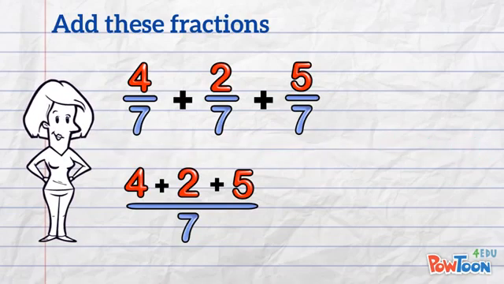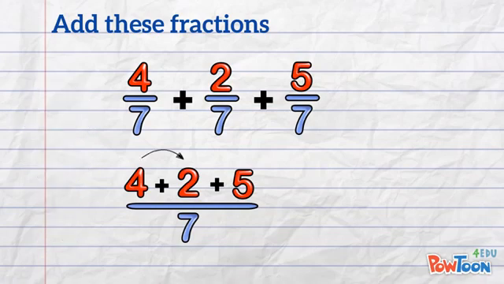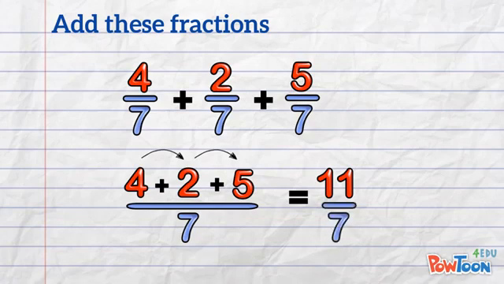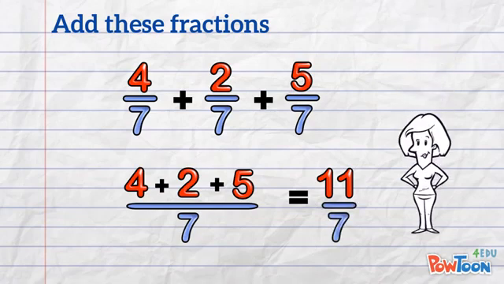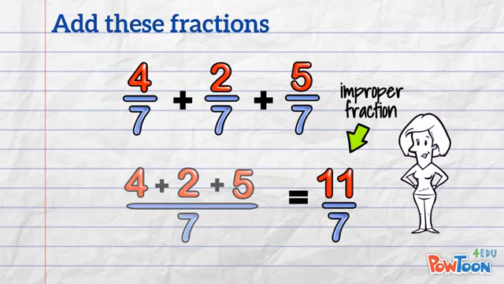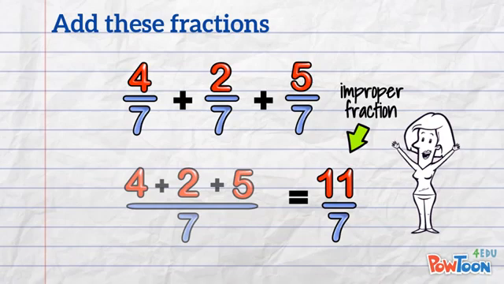Next, you just add it up. 4 plus 2 is 6, plus 5 is 11. We get 11 over 7. That's the numerators added, but now we've got an improper fraction, so it won't do. But that's okay, because you know how to change it to a proper fraction, don't you?